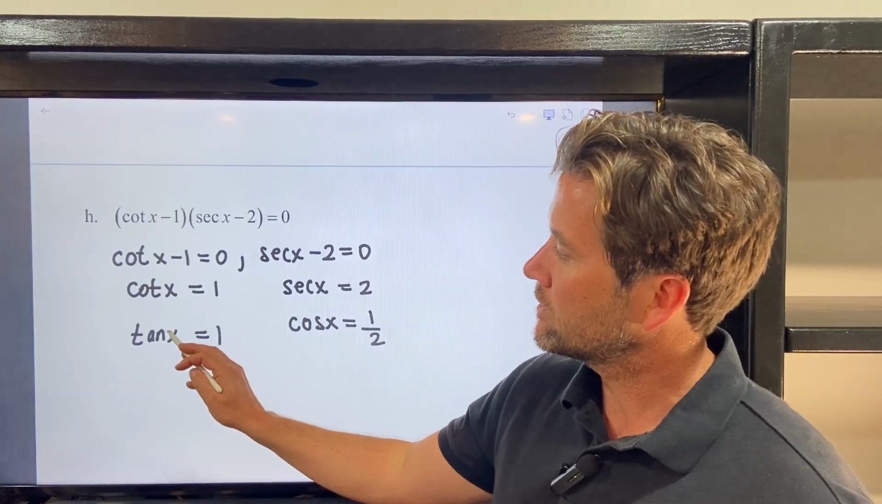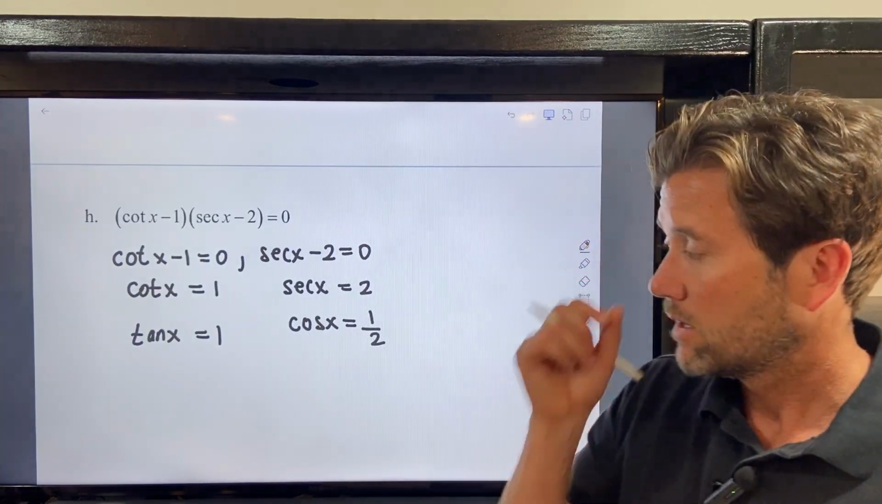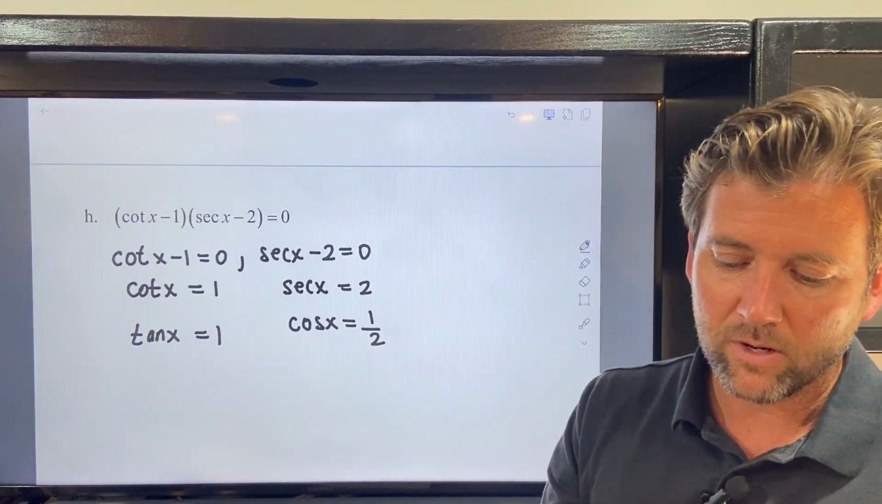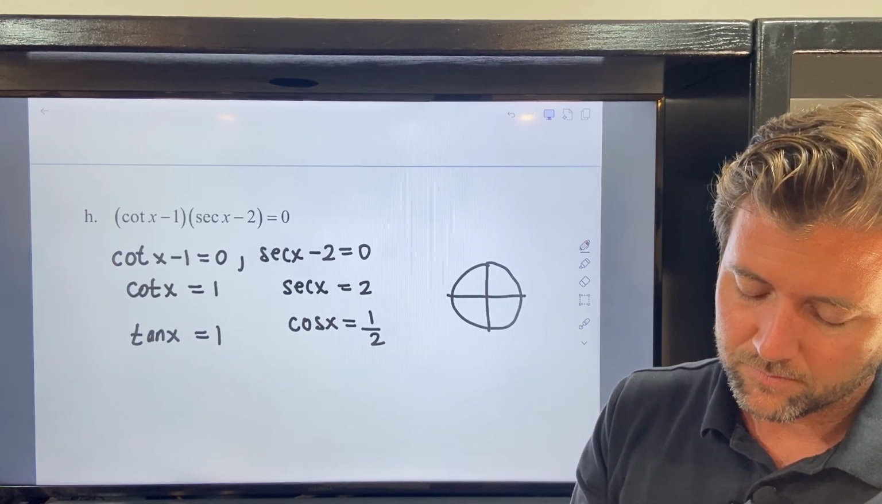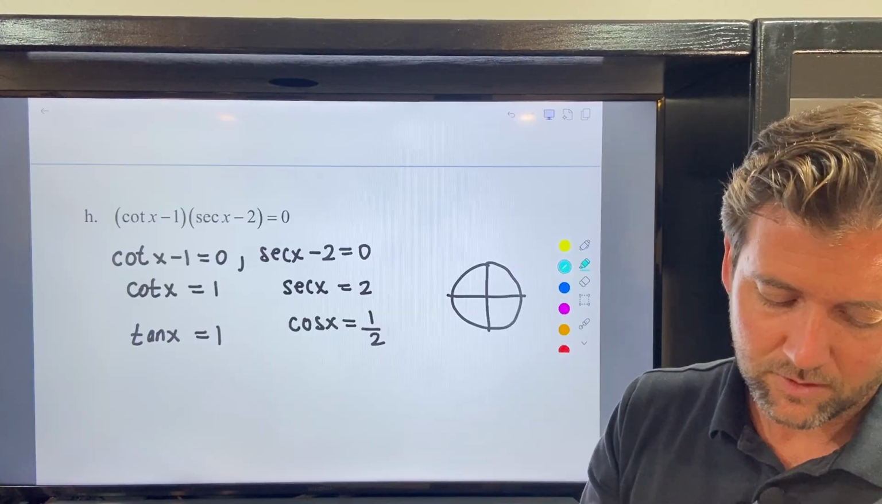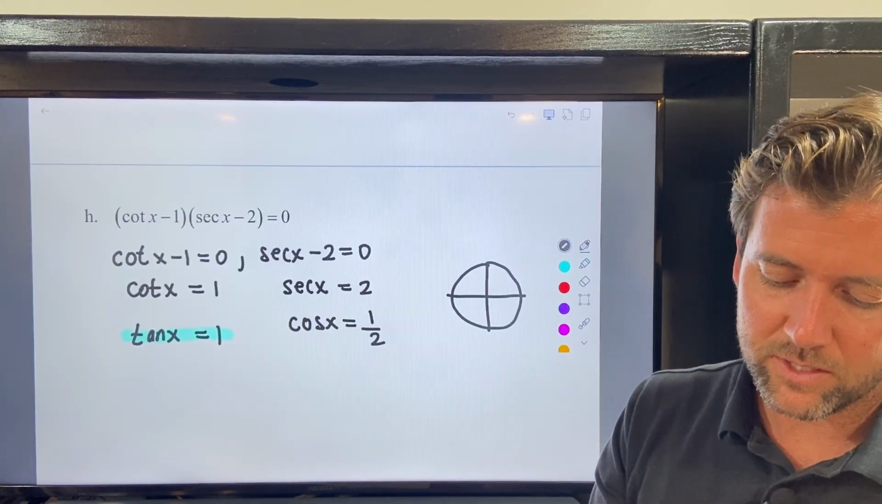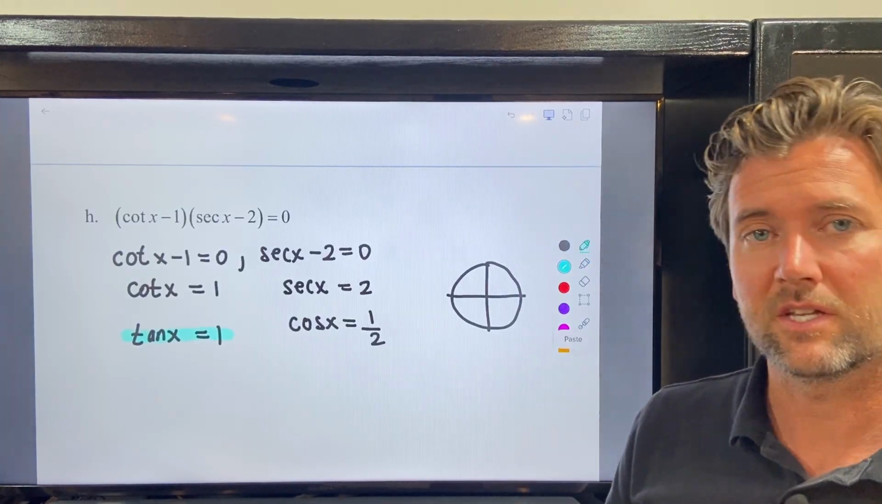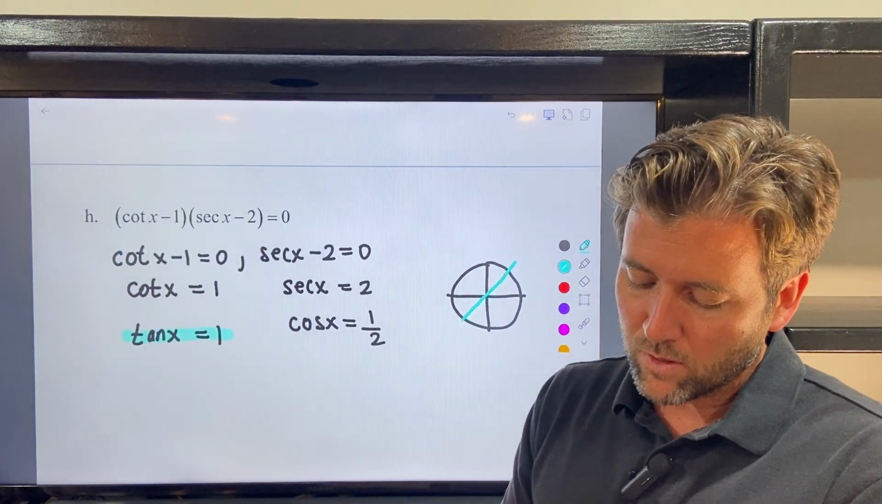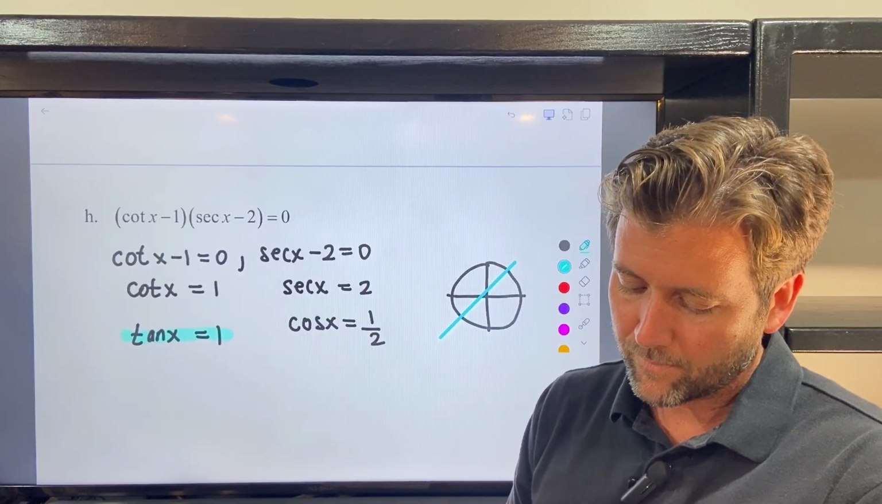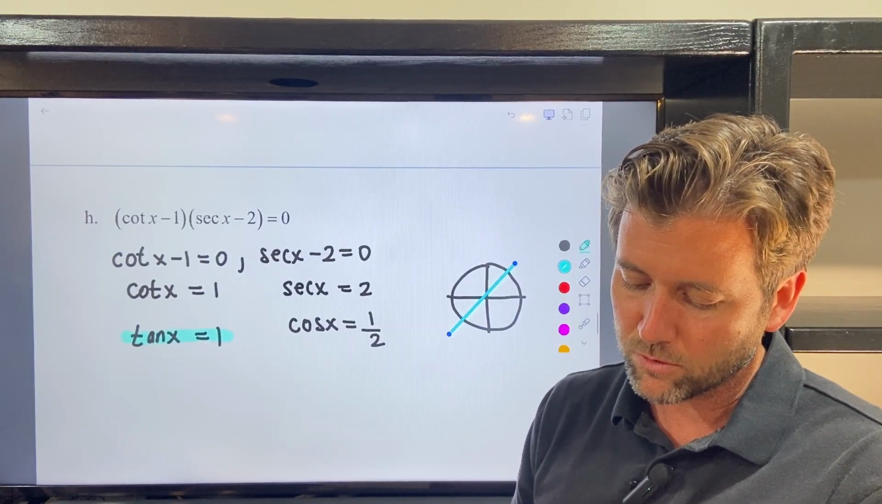Again, our coefficient here is 1x and 1x. I'm not going to need to write the general formula. I only want answers between 0 and 2 pi. So tangent of x equals 1. When we see the trig function tangent, we should think slope. So we're familiar with angles that have a slope of 1. Here they are. These are multiples of pi over 4.